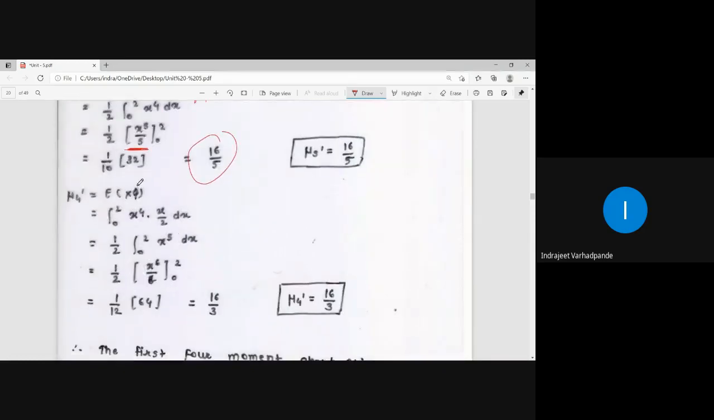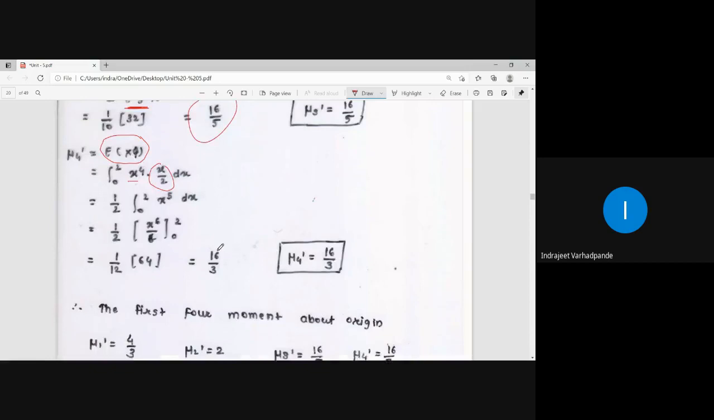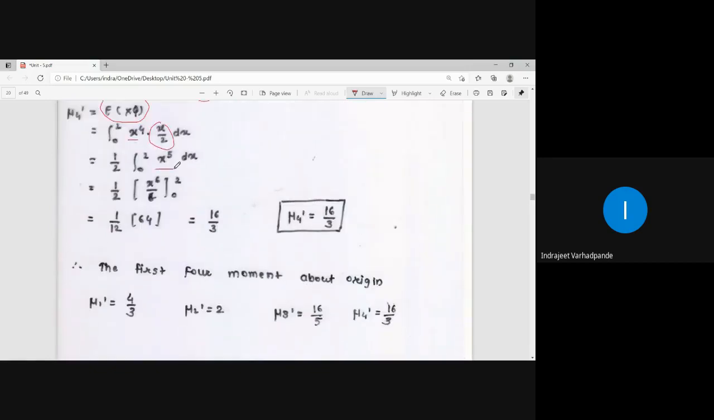How to calculate the fourth moment about origin? It is mu4 dash is expectation of x to the power 4. Means x to the power 4 multiplied by f of x. X to the power 4 into x is x to the power 5. And what is integration for x to the power 5? Integration for x to the power 5 is x cubed by 6. Put the limit 0 to 2, you get the fourth value, that is 16 by 3.